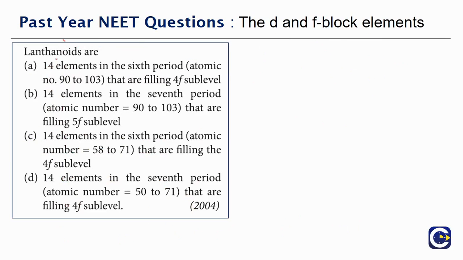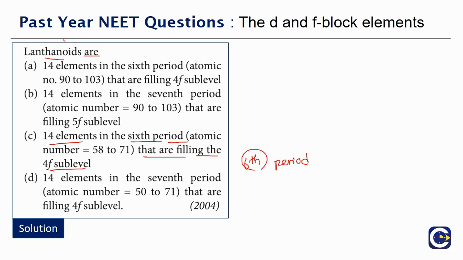Next we have another straight question. Lanthanoids are... So it's just about the definition of lanthanoids. Lanthanoids are the 14 elements which exist in the 6th period. So where will they come? They will come in the 6th period, filling the 4f sublevel. If you look at lanthanoids, they come in the 6th period after lanthanum.